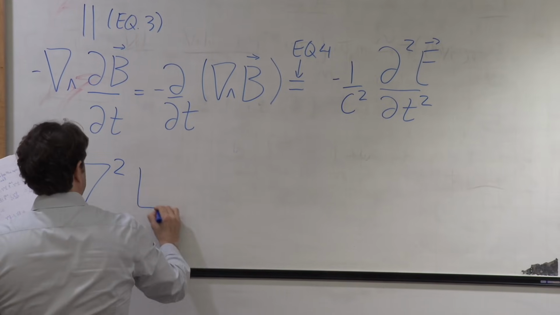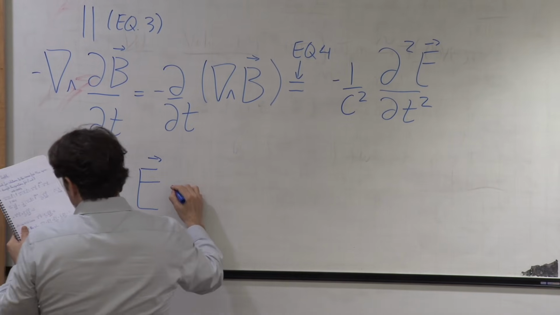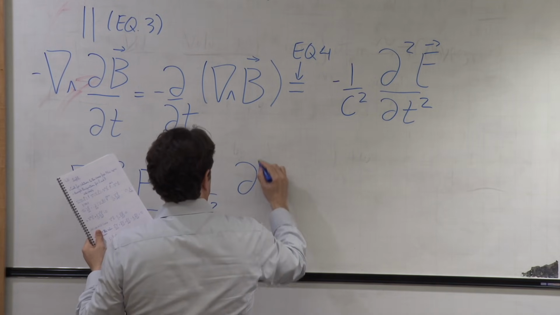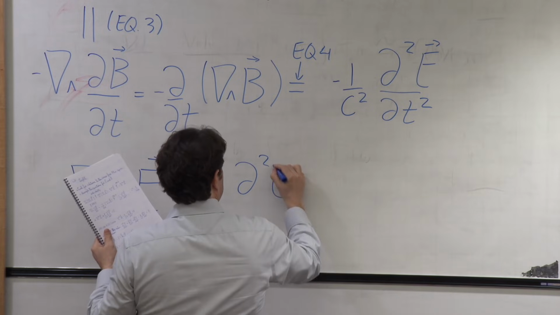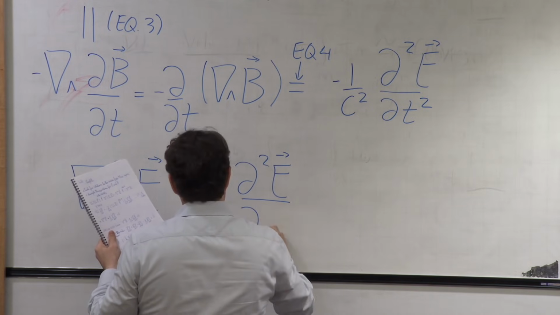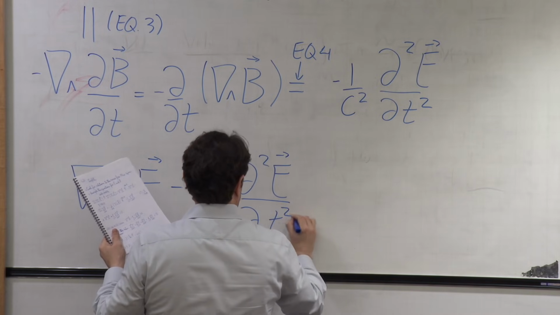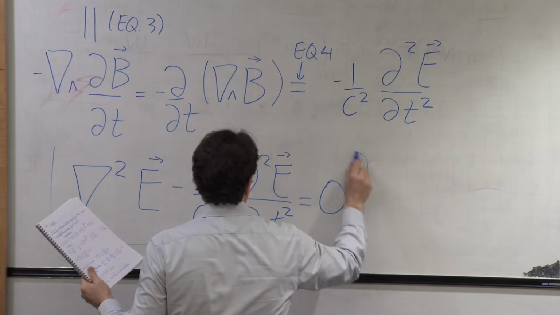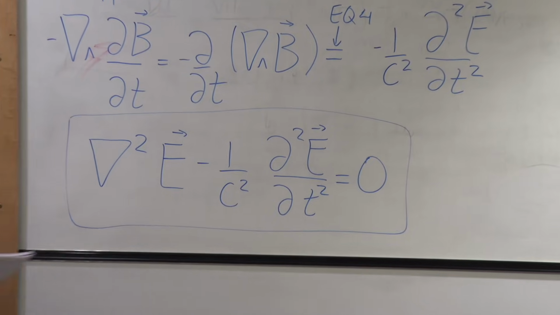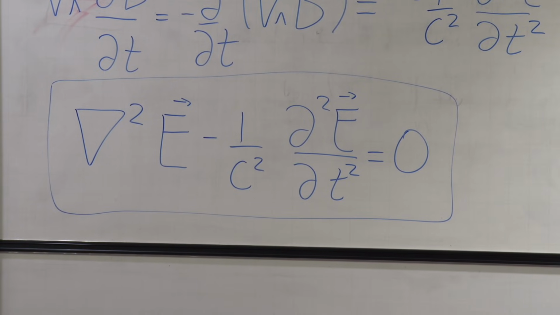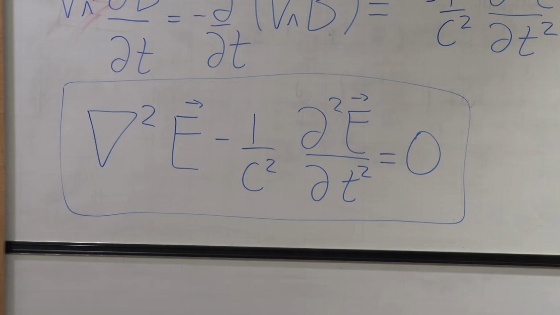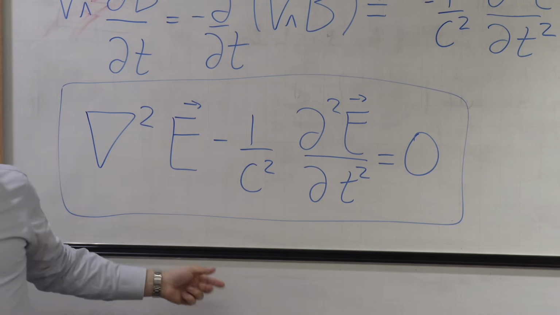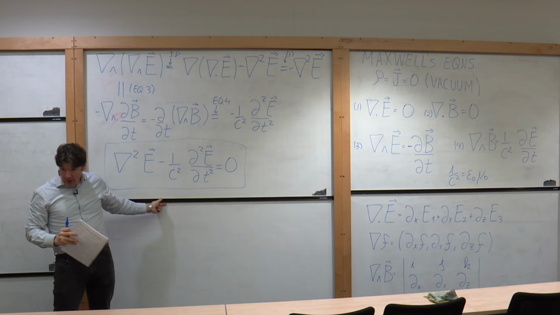So, just by using the Maxwell equations and that vector identity over there, we have proven that the Laplacian acting on E minus 1 over c squared, the second derivative of E with respect to t, is equal to 0. Beautiful equation for the electric field. All right? Any questions about this? This is just a beautiful consequence of the Maxwell equations and that vector identity. Okay?